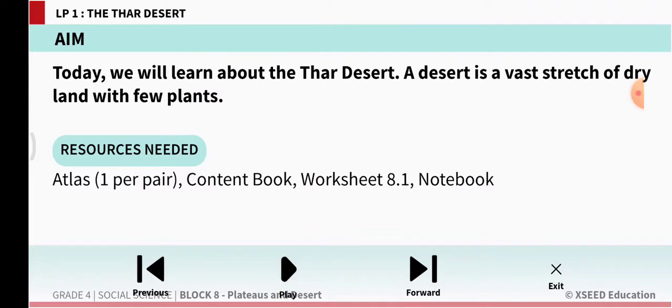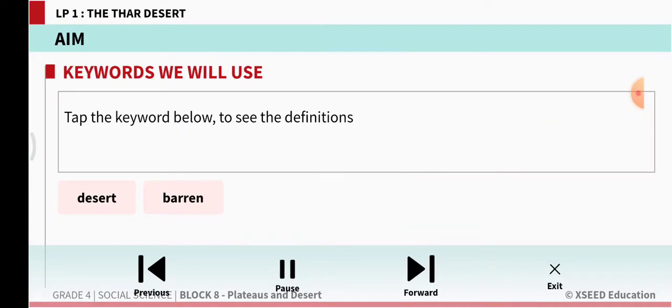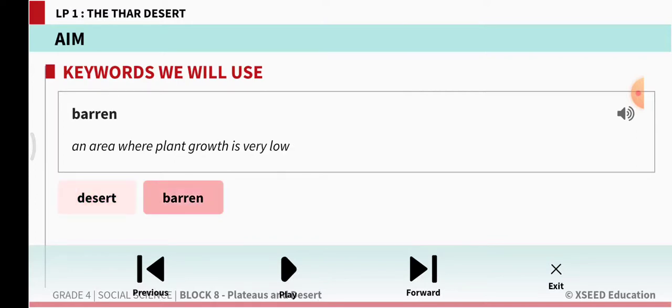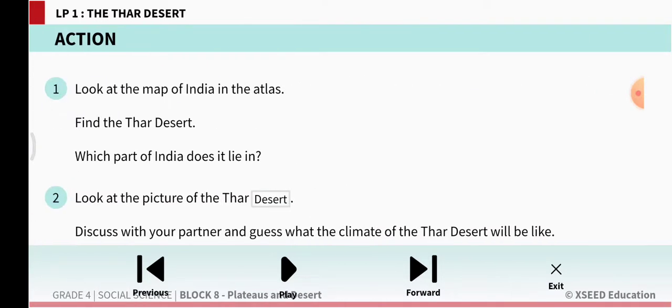Today we will learn about the Thar Desert. A desert is a vast stretch of dry land with few plants. The keywords that we are going to learn are desert. Desert, a vast stretch of dry land with few plants. Barren, an area where plant growth is very low.